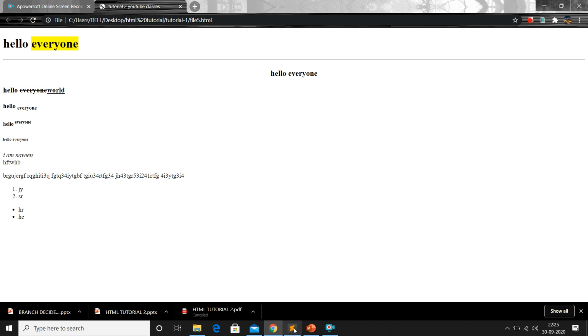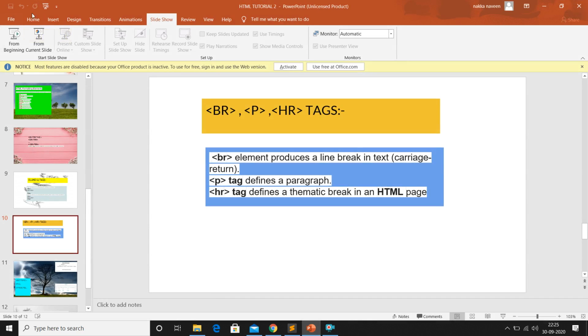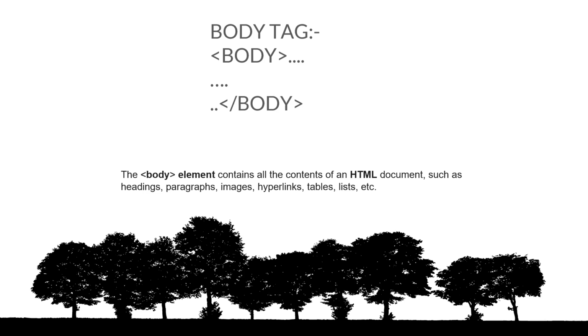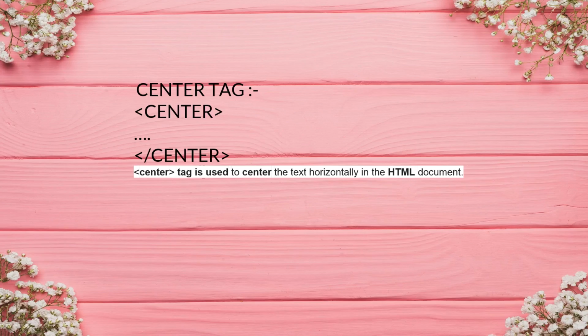So this is the difference between the break tag, paragraph tag and HR tag. The break tag produces a line break, a paragraph tag defines a paragraph, and the HR tag is a thematic break in the HTML page, meaning it writes a horizontal line. Okay, now see, these are all the HTML elements we have discussed today.